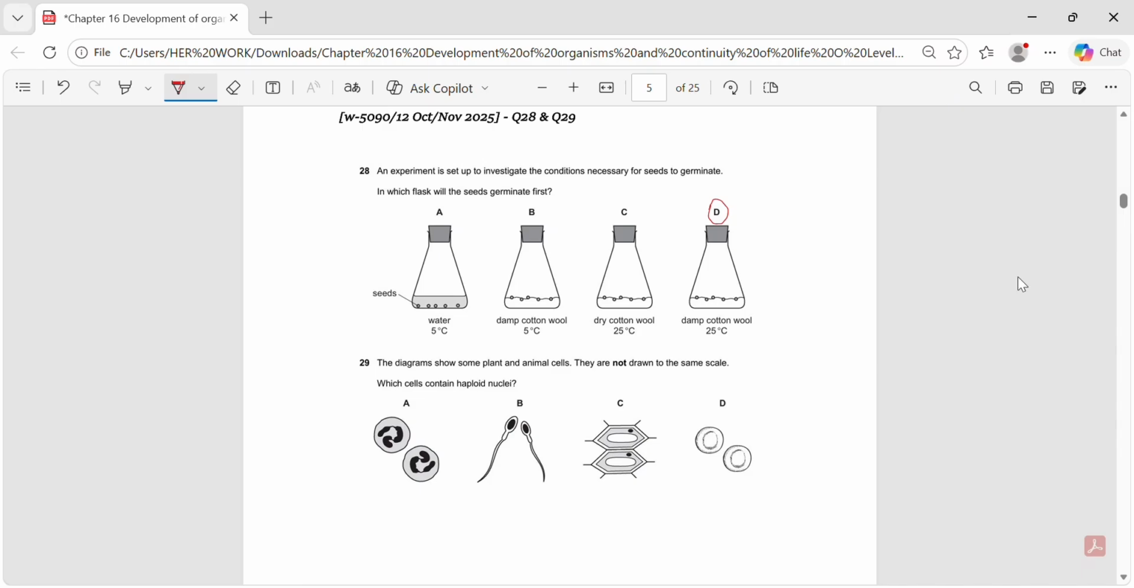This means that gametes are the only cells among these that contain haploid nuclei, which have half the number of chromosomes. Other cells like white blood cells and plant cells are diploid, meaning they have the full set of chromosomes, while red blood cells do not have a nucleus at all. So out of this, B is the correct answer.